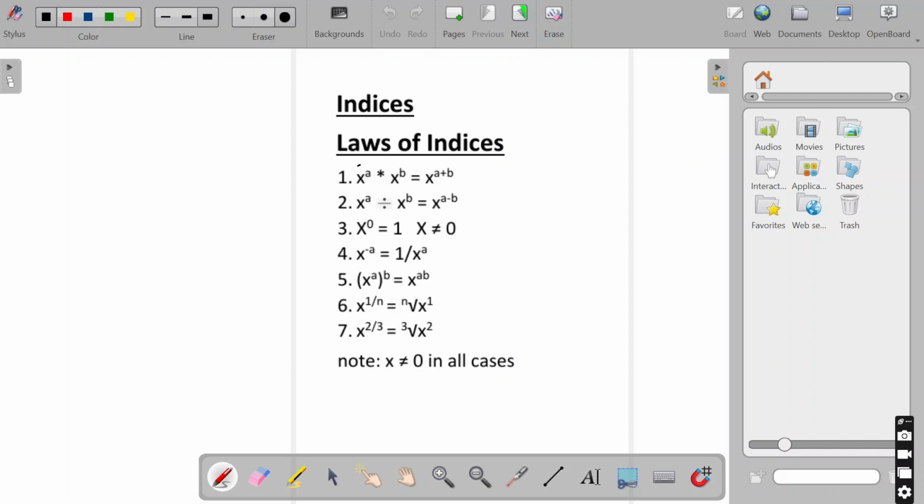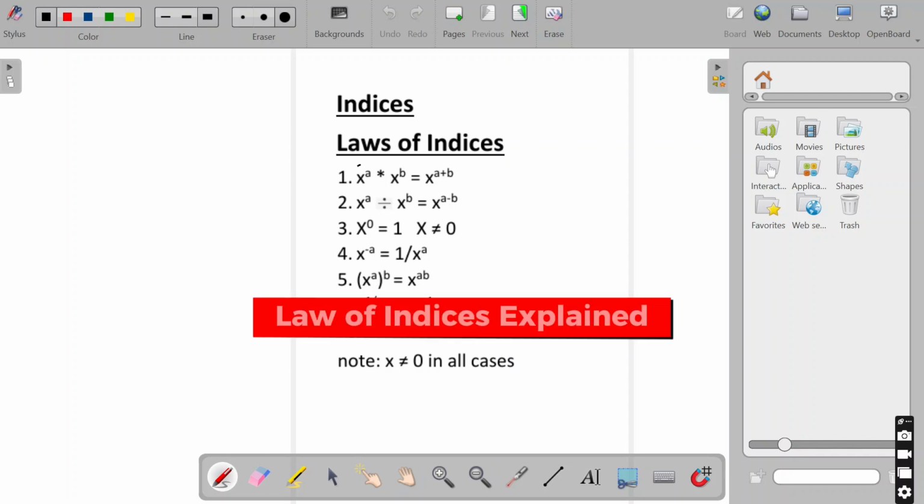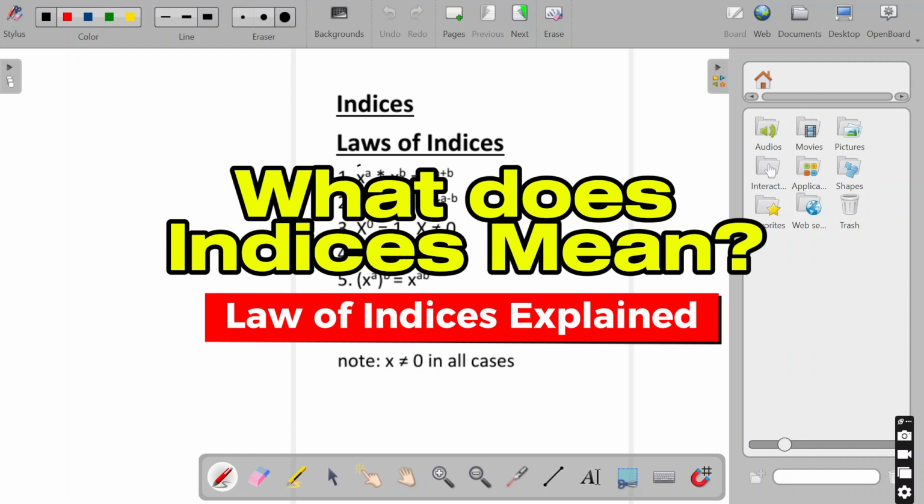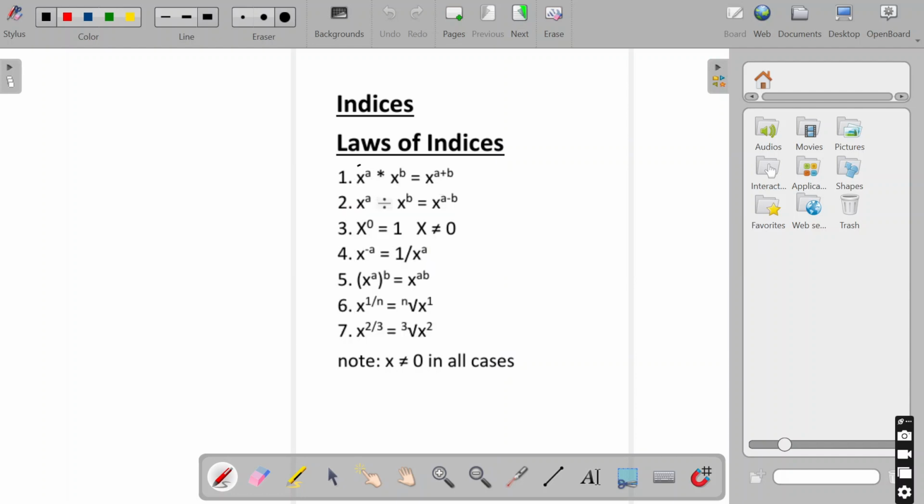I will try as much as possible to break the laws of indices to make it simple enough for you to understand. First thing first, what exactly are indices? Indices, simply put, or exponents as explained sometimes, are simply a short way of writing repeated multiplication.